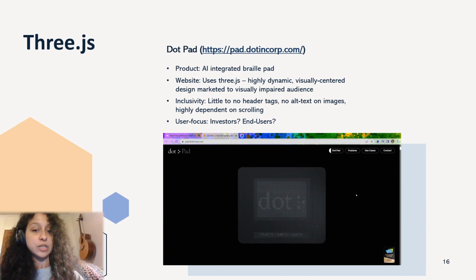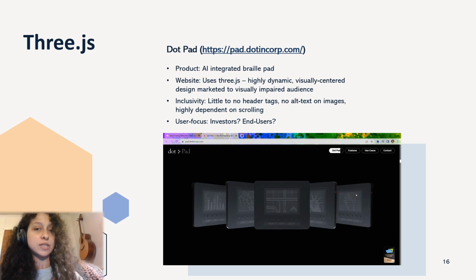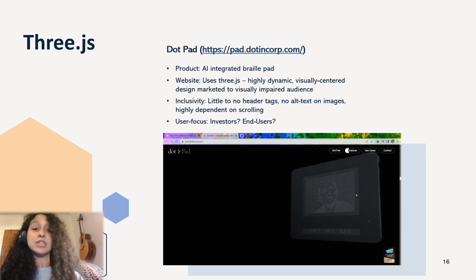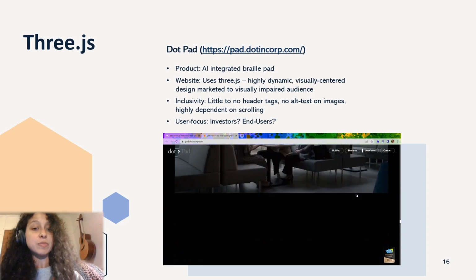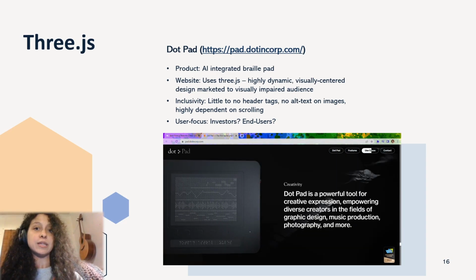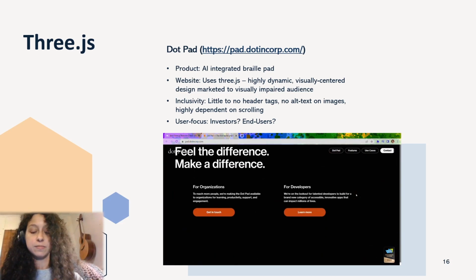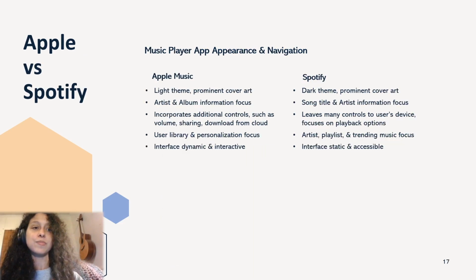Are they actually trying to engage with potential investors? Is this just for marketing? Will their end users actually be able to view this website and consider their product? Next, we'll take a look at Apple versus Spotify. When it comes to appearance and navigation, these two companies approached two seemingly different routes to design.